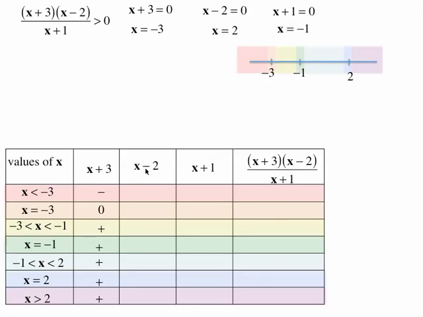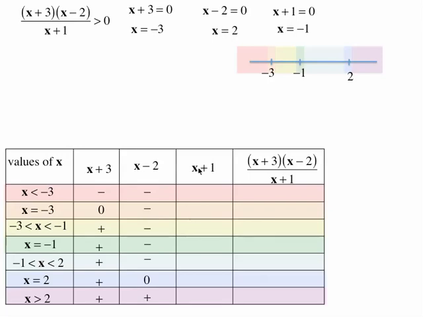Now looking at x - 2, when x is less than 2, sorry, when x is less than negative 3, so you have negative 4, let's say, minus 2 is negative 6, which is negative. When x is equal to negative 3, we get negative 5, which is negative. When x is between negative 3 and negative 1, for example, negative 2, that gives us negative 4, which is negative. When x is equal to negative 1, we get negative 3, which is negative. When x is between negative 1 and 2, when it's 0, for example, that's negative 2, which is negative. When x is equal to 2, that makes this expression 0. When x is greater than 2, for example, 3 or 4, that gives us a positive value, like 3 minus 2 is 1, which is positive.